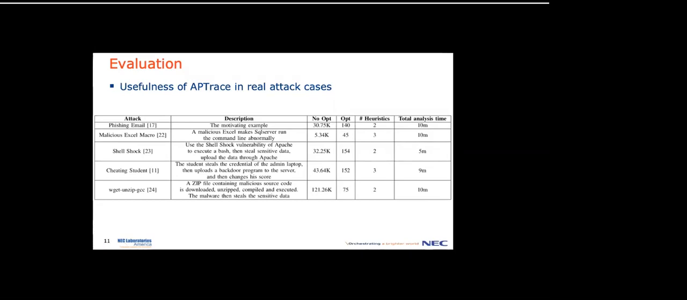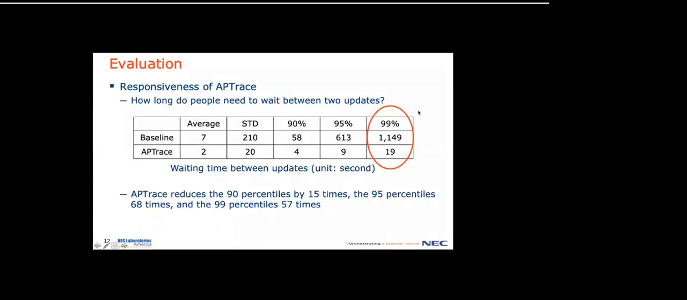And we also recorded the number of heuristics applied and the total execution analysis time. So you can see the number of heuristics and the total execution analysis time is acceptable and significantly less than the baseline. The next metric is to measure the responsiveness of APTrace.